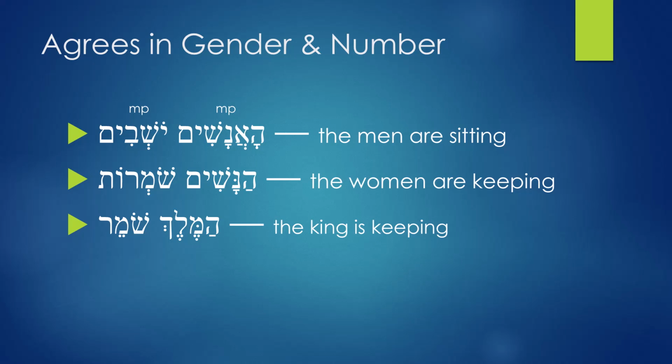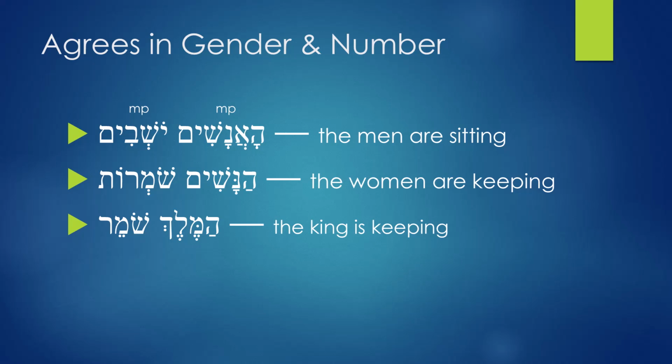Both of them are plural. Shomrot, nashim. So hanashim means the women. So the translation becomes, the women are keeping. Shomrot from shamar. Shamar means he kept. So shomrot becomes keeping as a participle.